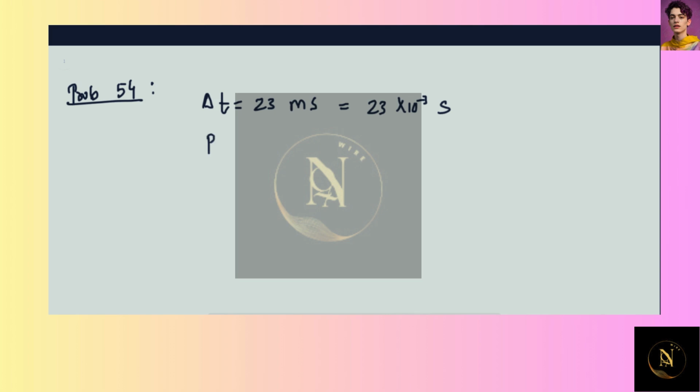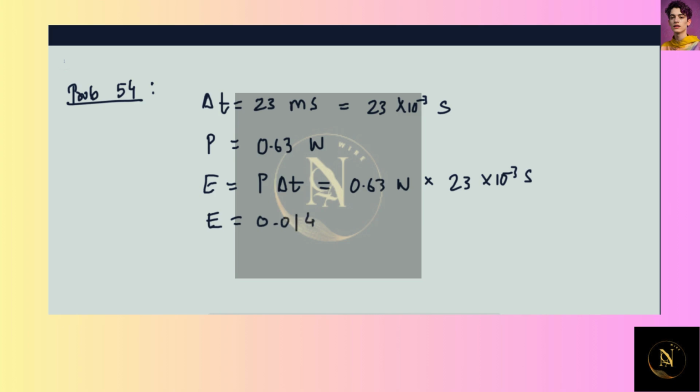And the power of this pulse is 0.63 watts. So the energy in the pulse is just power of the pulse times the duration of the pulse. So we have power times delta t, so 0.63 watts times 23 times 10 to the power minus 3 seconds. So this gives us energy as 0.01449 joules.